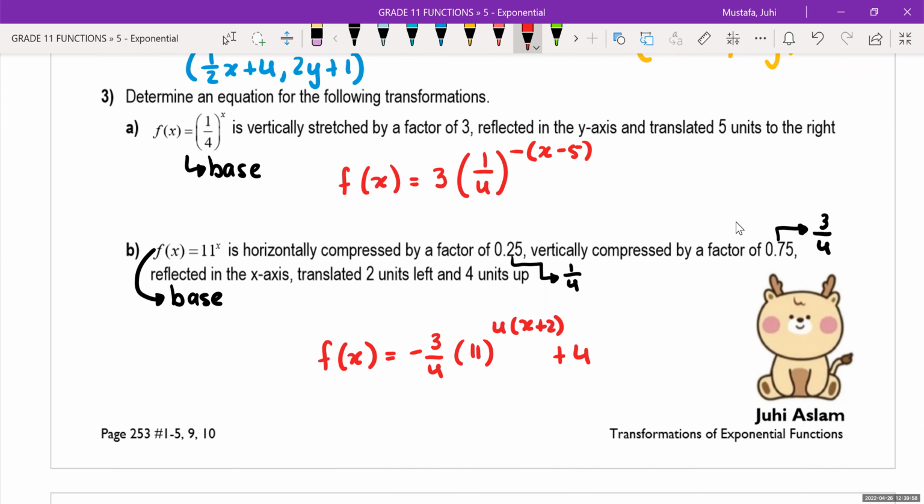Now we have a horizontal compression by a factor of 1/4 in the 4, horizontally compressed by 3/4, reflected in the x-axis, translated 2 units to the left and 4 units up. So this should be our final answer. Yep.